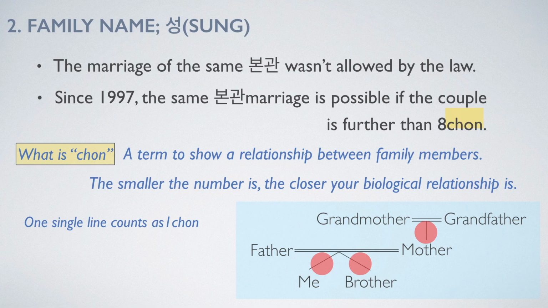Meanwhile, me and my brother. There's a single line above each of me and my brother. In total, 2 single lines. So, me and my brother are 2촌. As a result, 8촌 is quite a far person from you.